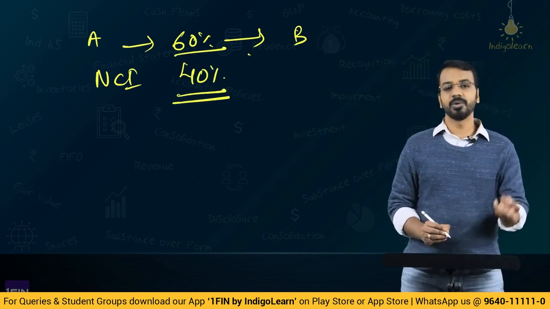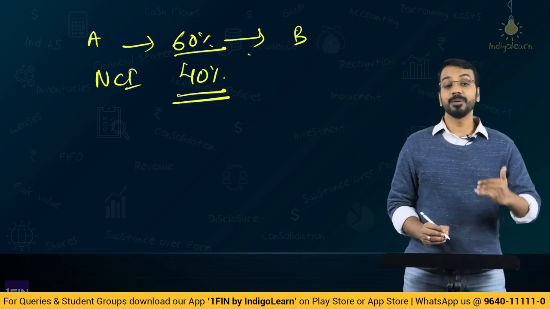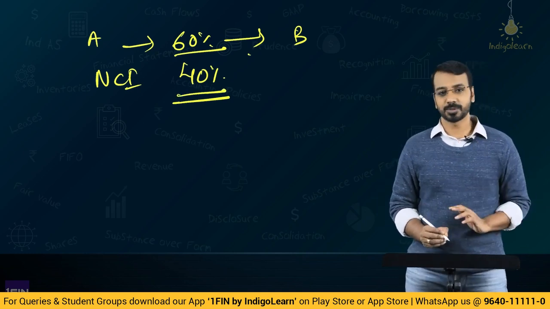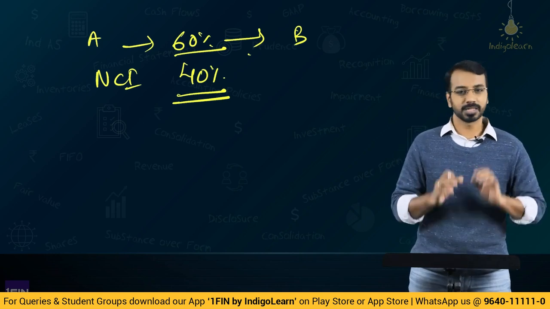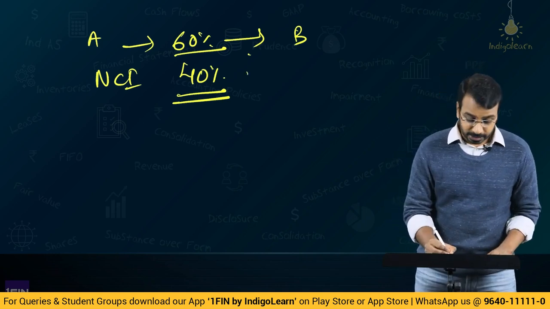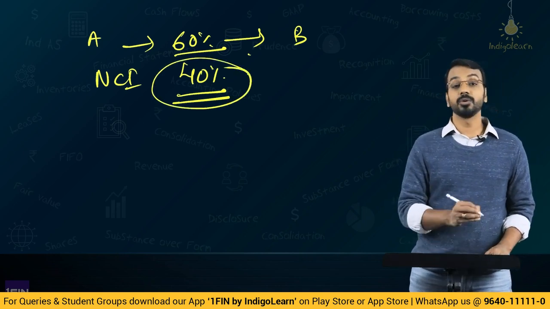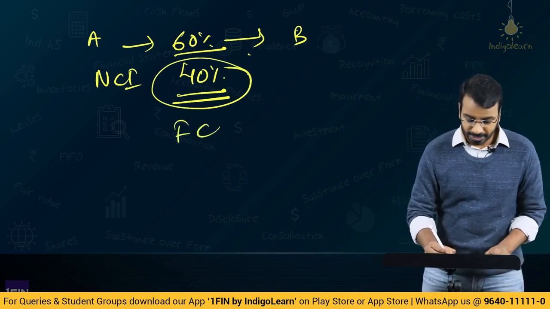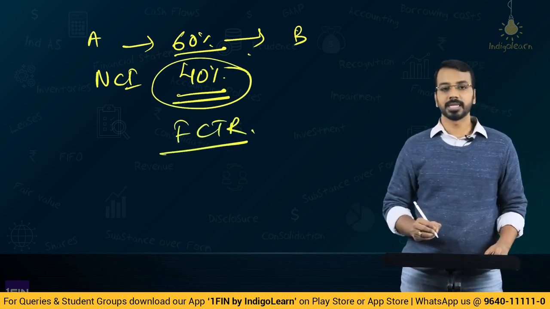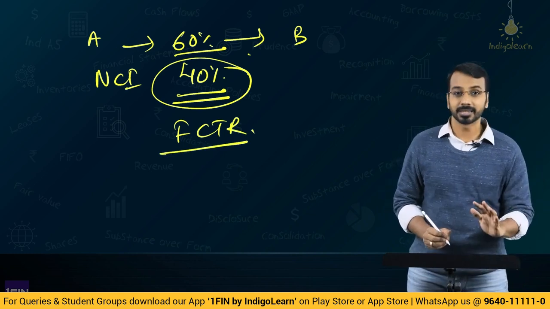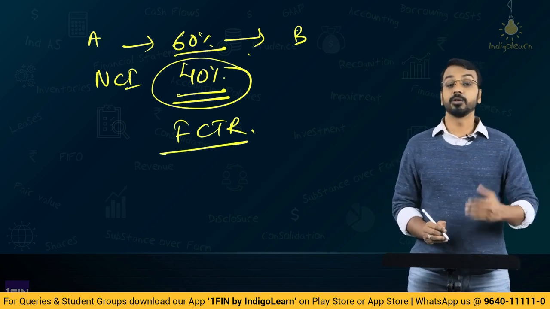To the extent of 40%, you will take it to NCI. Now, let us say A Limited fully sells off its investment in the subsidiary, meaning A has fully sold off its 60% stake. Now, this 40% portion which was attributable to NCI, the 40% of FCTR which was attributable to NCI, will be de-recognized because that portion is no longer applicable.